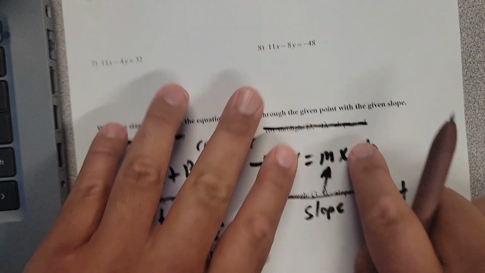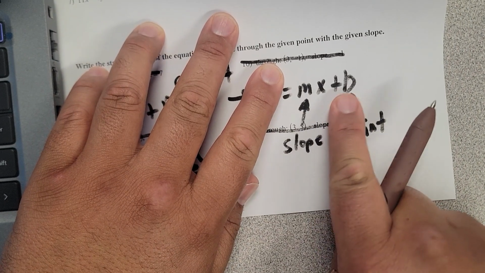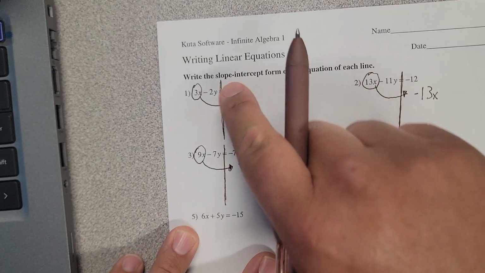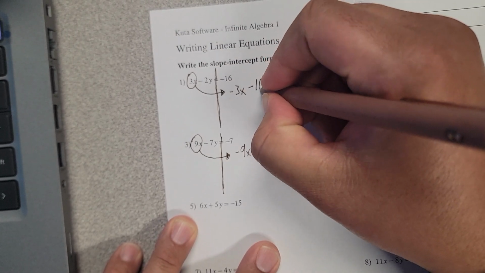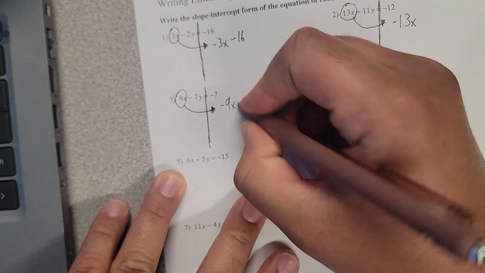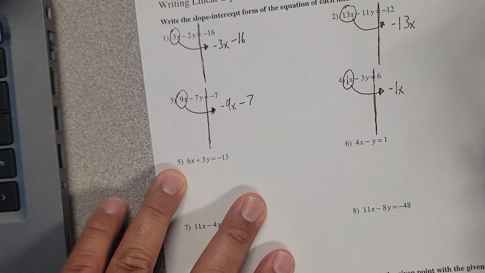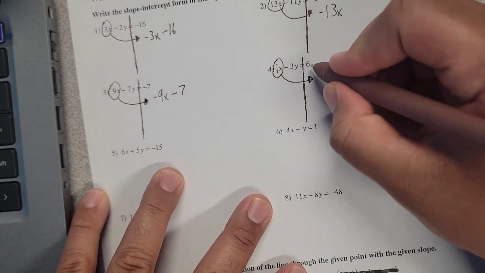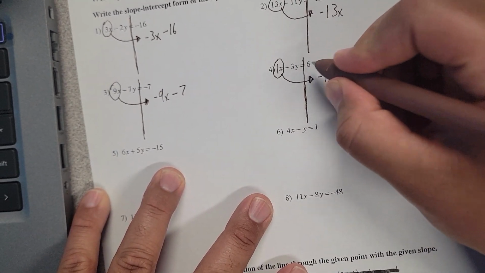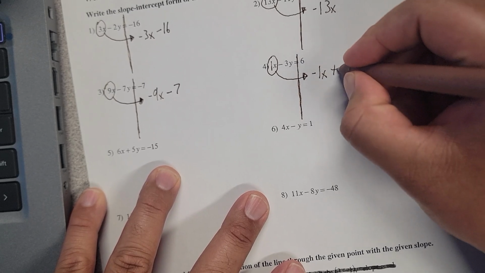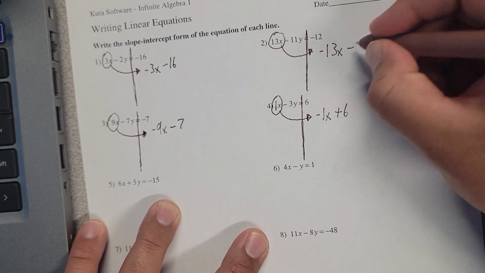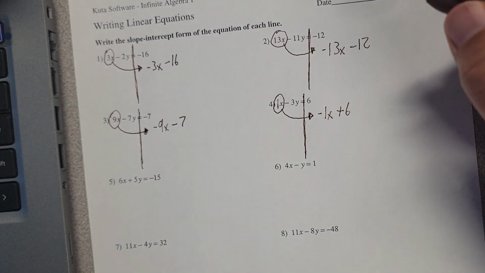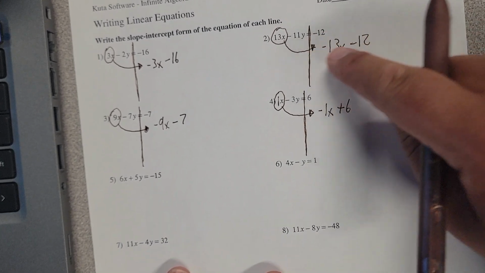And now, look at my form. I have a plus or a minus number. So that is this number right here. Whatever I have here, that's a negative, I'm going to put a minus 16. I have a negative 7, so put minus 7. This is a positive, so I need to put plus for positive 6. This is a negative, so I'm going to put minus 12. So that's it. I'm done with my step 1.